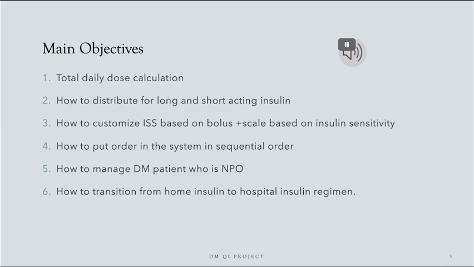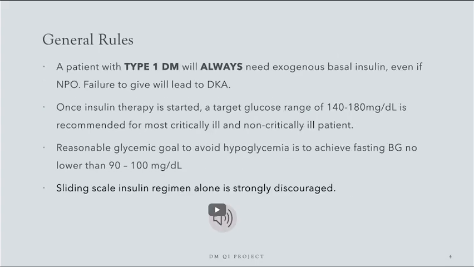Main objectives to learn are: total daily dose calculation, how to distribute for long and short-acting insulin, how to customize ISS based on bolus plus scale based on insulin sensitivity, how to put orders in the system in sequential order, how to manage a DM patient who is NPO, and how to transition from home insulin to hospital insulin regimen.